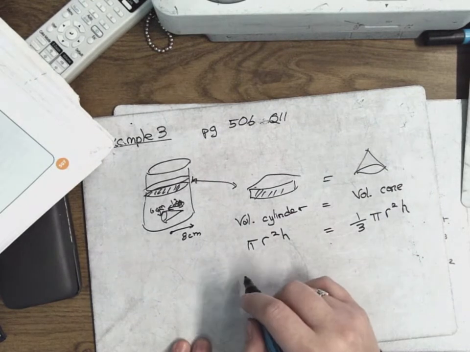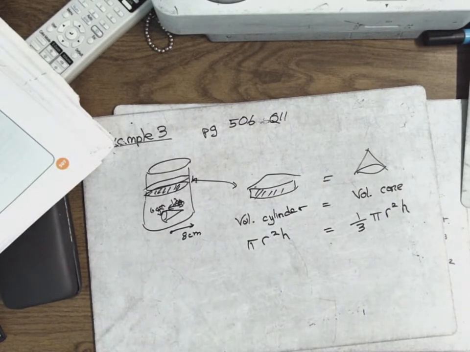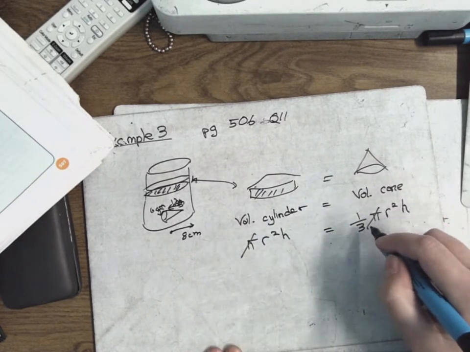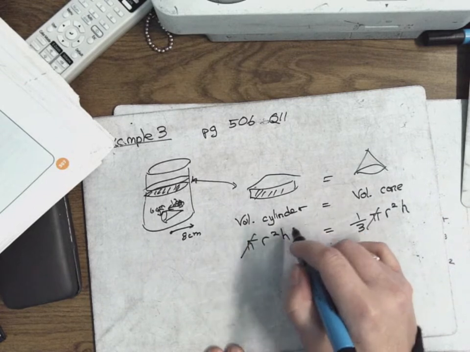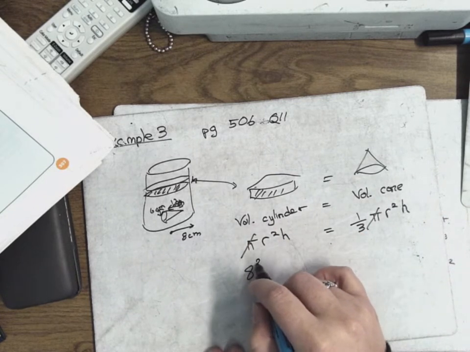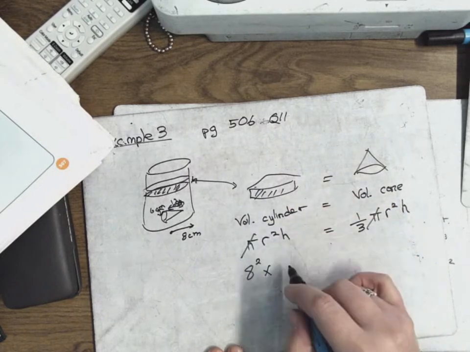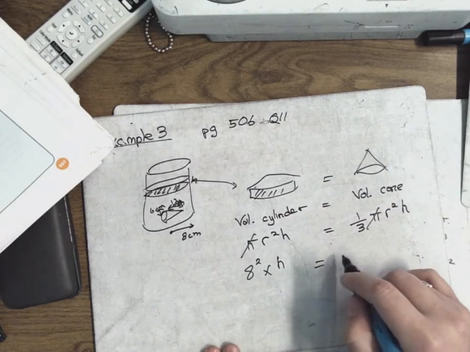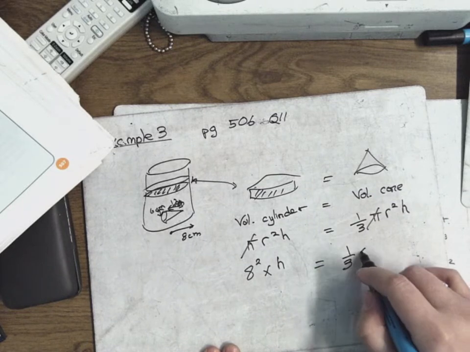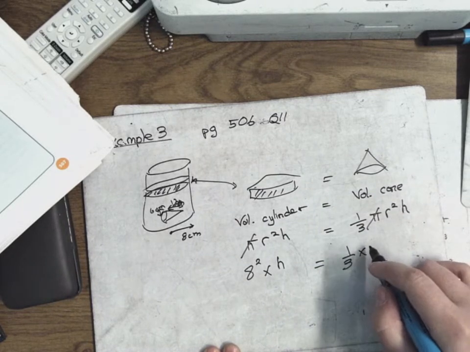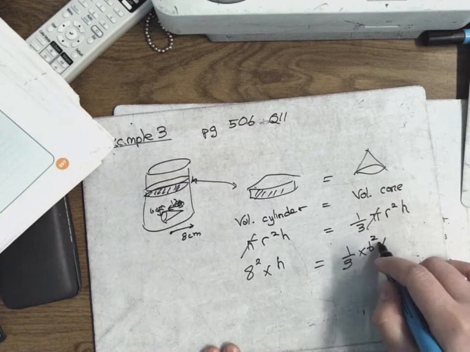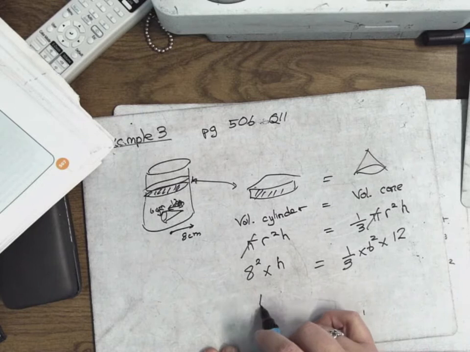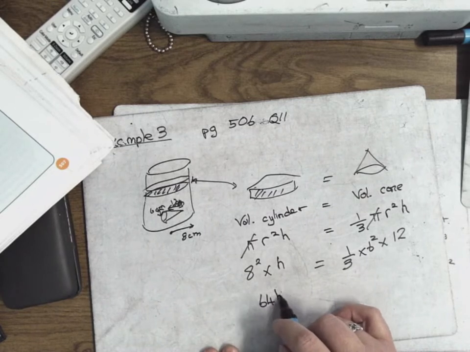Right, okay. So are the pies the same? Yeah, so what can I do with the pies? Knock them off, okay? So I go r squared, so this is the cylinder, so 8 squared, multiplied by the height of my new cylinder, I haven't a clue what it is. That's what I'm looking for. Equals 1/3 multiplied by the radius of the cone, which is 6 squared, multiplied by 12, okay?